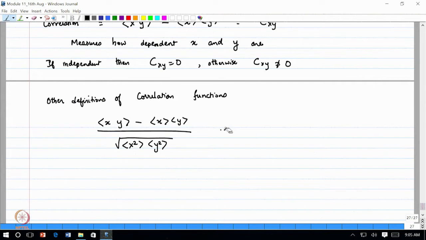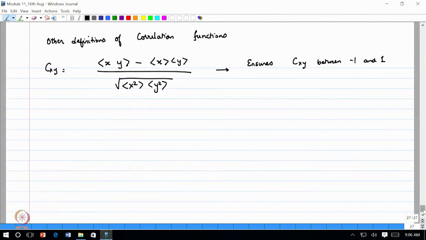So, this ensures that correlation function C x y is between minus 1 and 1. Okay. So, there are several other definitions, okay, but essentially in all these, it is this average of x y, how different it is from average of x times average of y, that is a measure of the relation between two variables. Okay.